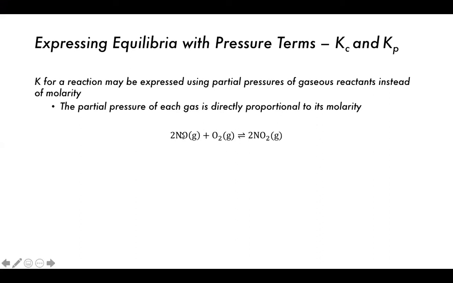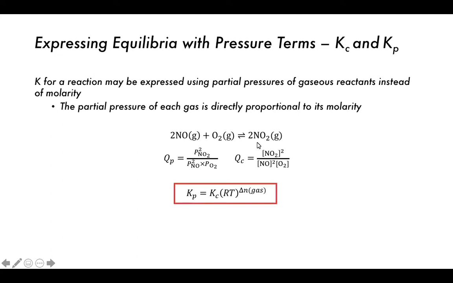So here is a reaction where we have nitrogen monoxide reacting with oxygen to give nitrogen dioxide. This was one of the processes by which photochemical smog can form. So Qp is equal to the partial pressure of NO2 squared. This squared, remember, comes from the stoichiometric coefficient. So we're doing this in a very similar way to Qc. You can see that Qp and Qc are very similar, except that we work with concentrations in Qc, but in Qp we use partial pressures.